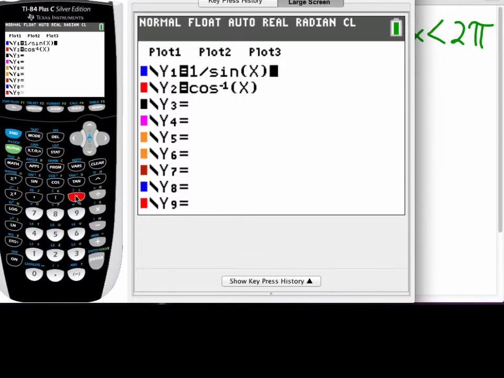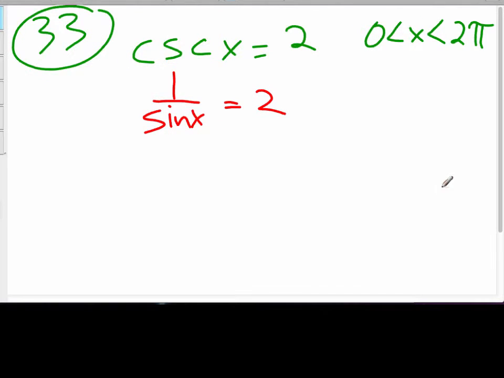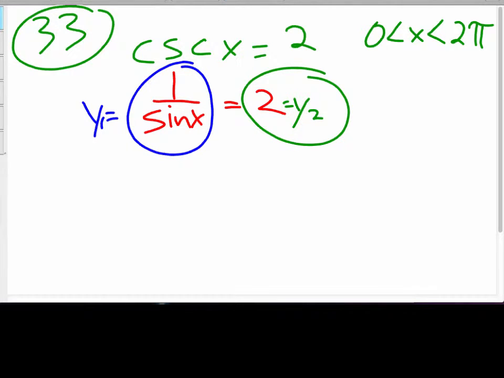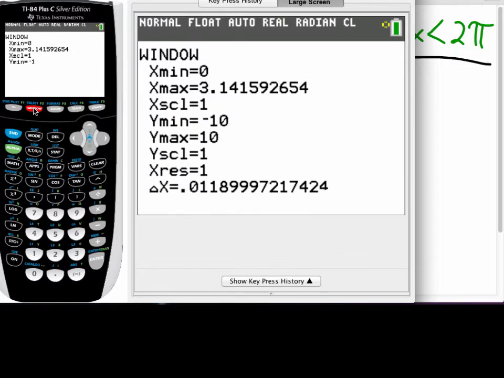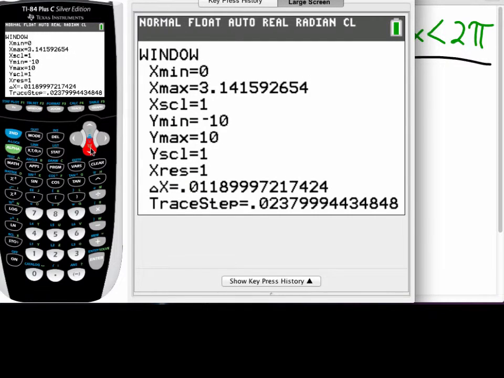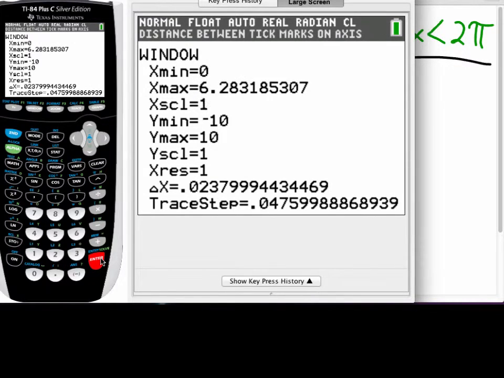We need to do this, and that's the left-hand side of the equal sign, and then on the right-hand side, we've got to have 2, right? So what I'm doing is I'm going to graph this as y1, and then I'm going to graph this as y2. And then we're going to look for the intersection across the interval 0 to 2 pi. So to do that on my graphing calculator, I got to go to Window, and I'm going to go from 0 to 2 pi, and we know that it's 6.28, but I could just do it like this, and the calculator will do the work for me.